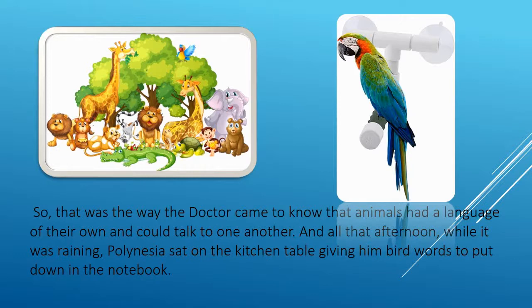Now, because of Polynesia, the doctor came to know that birds also have a language to coordinate with each other. And in that afternoon, it was raining outside. Polynesia sat on the kitchen table and gave the birds' ABC to Dr. Dolittle, and Dr. Dolittle wrote that ABC in his notebook.